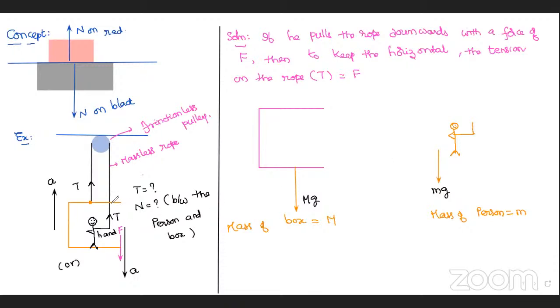Number two, the box is connected to the string. This is the tension in the string by this rope. And this hand is not connected to the box; the rope passes through a small hole and he holds this rope. So at the hand, there is again some tension. This is the tension on the box, this is the tension on the hand.